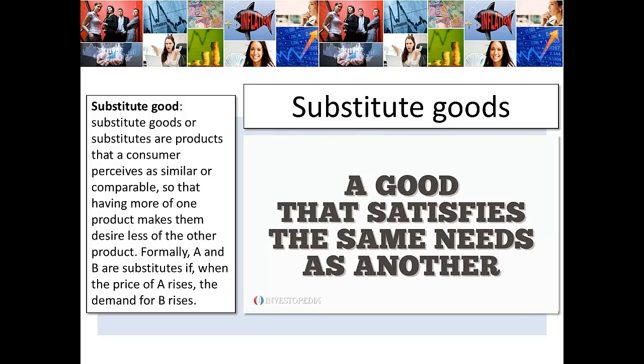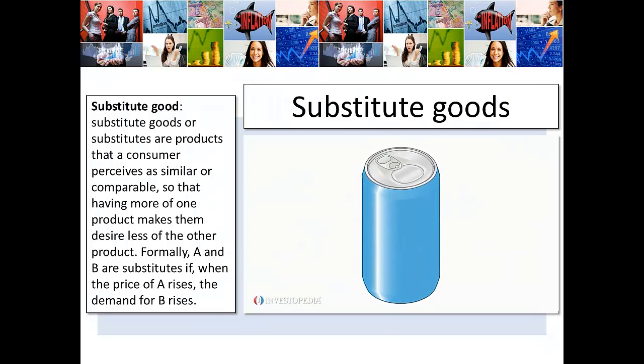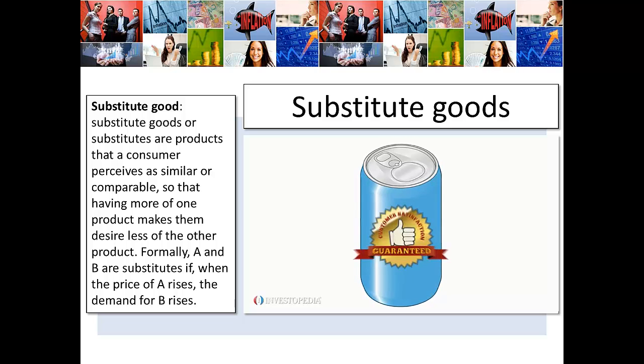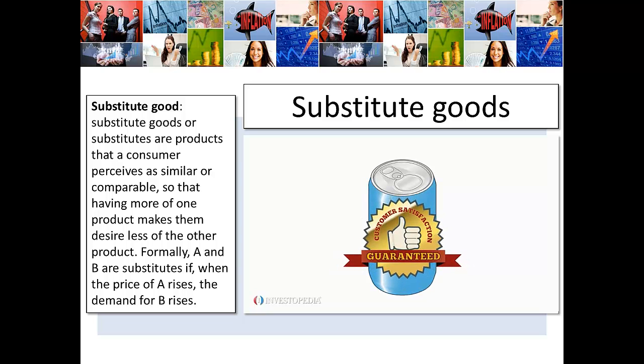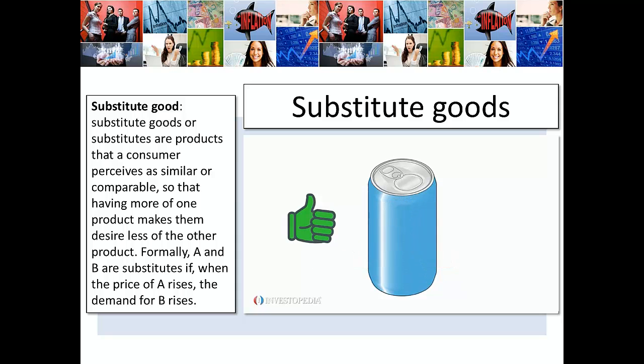A substitute is a good that satisfies the same needs as another. A substitute can be perfect or imperfect, depending on the degree of customer satisfaction. For example, if a consumer substitutes Coke for Pepsi and is completely satisfied, then Coke is a perfect substitute for Pepsi. If a consumer is not completely satisfied with the exchange, finding some difference between the two products, then one is an imperfect substitute for the other.